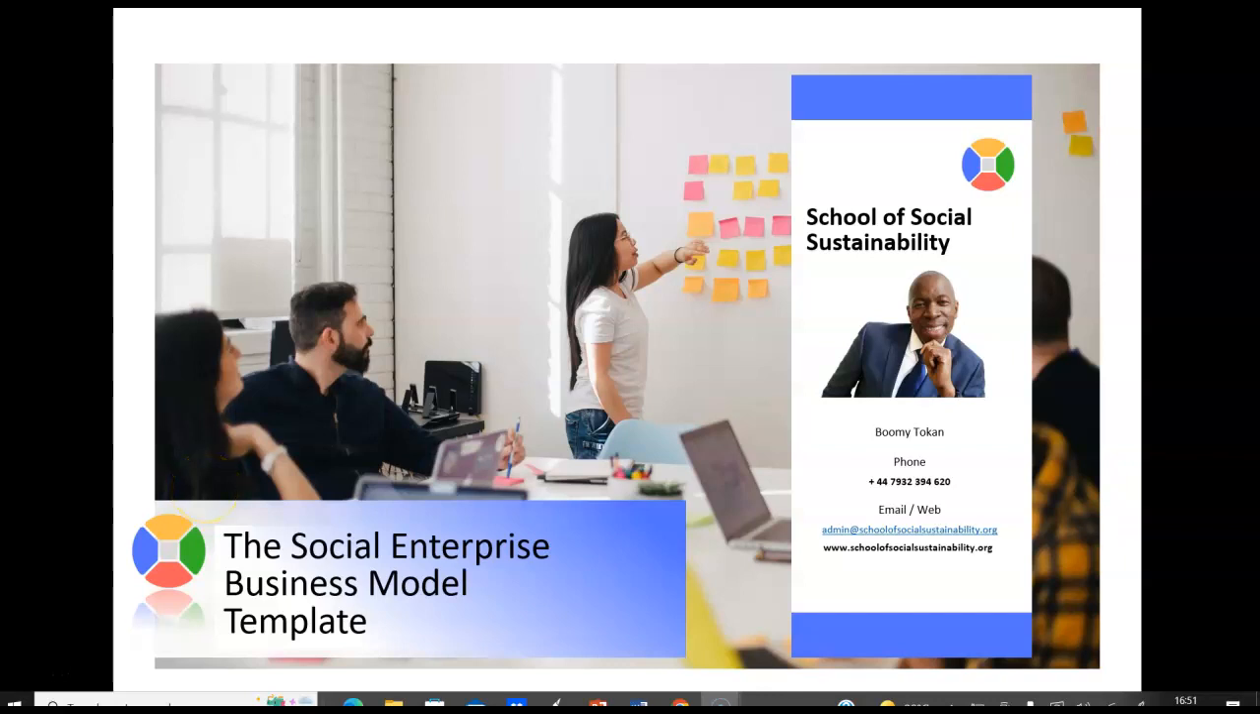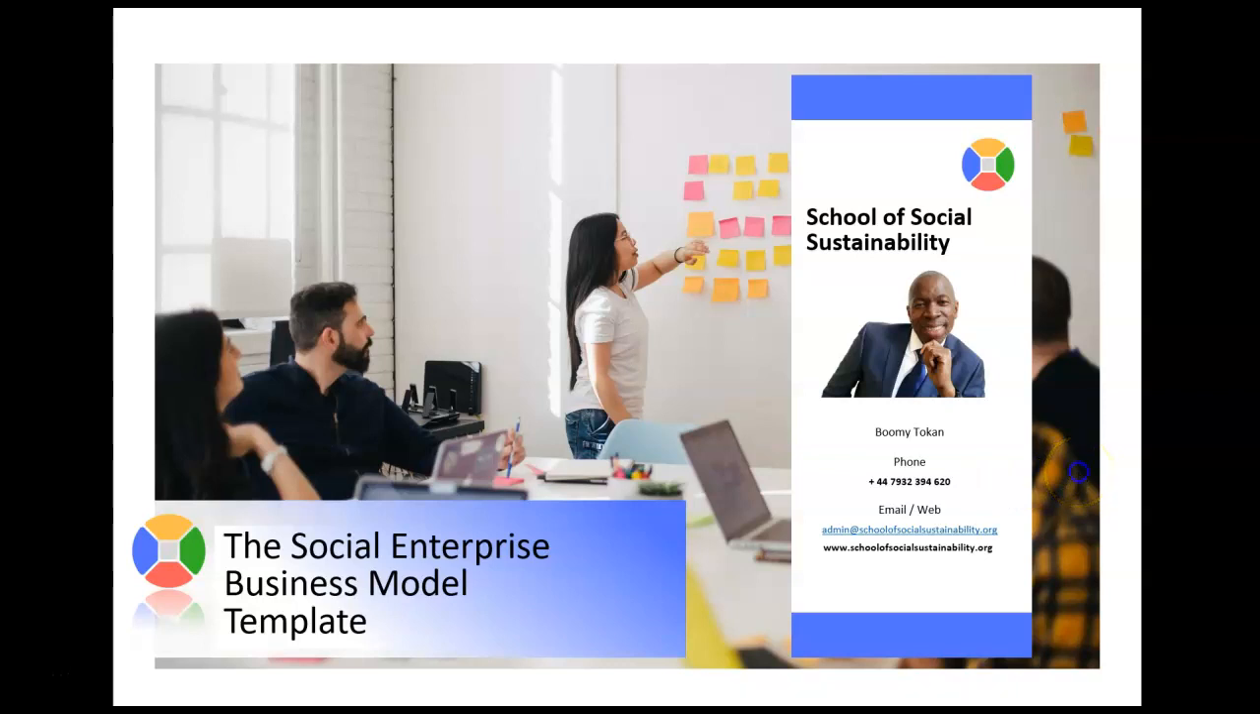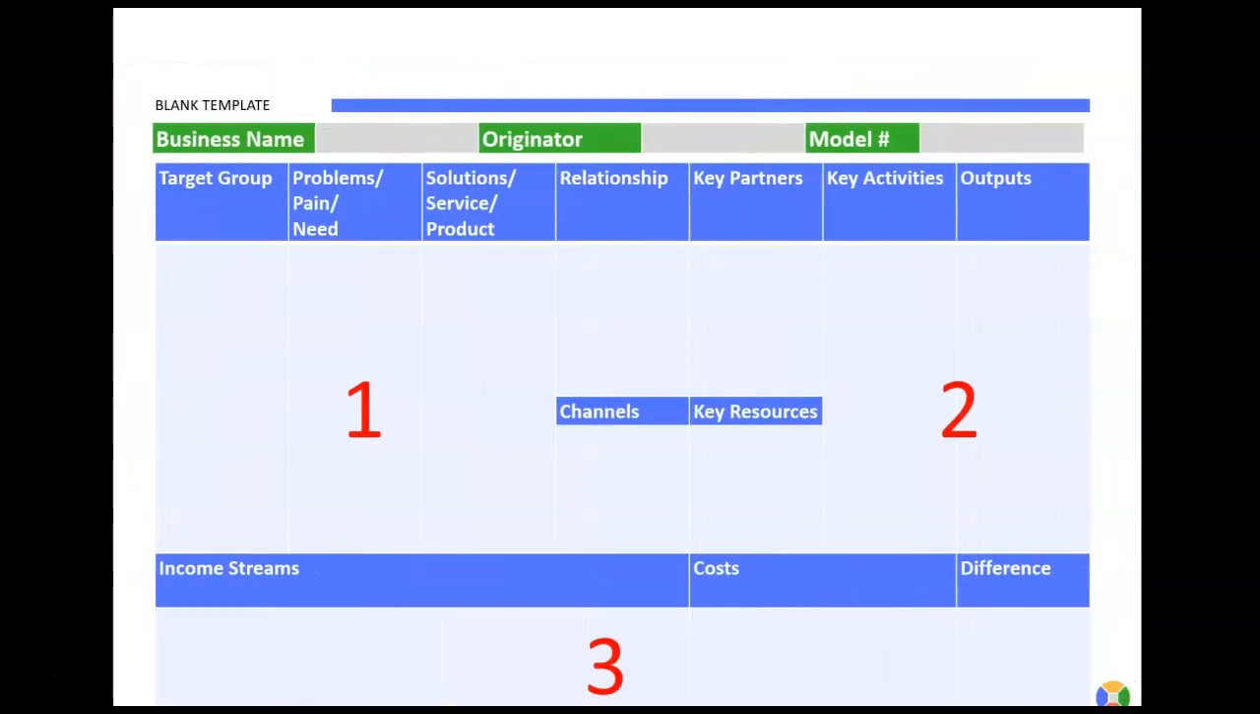Welcome back. We're now in the last section of part 2 for the social enterprise business model template. So we have considered the following in recent videos. We looked at the key partners, key relationships, key activities. We even talked about the channels.